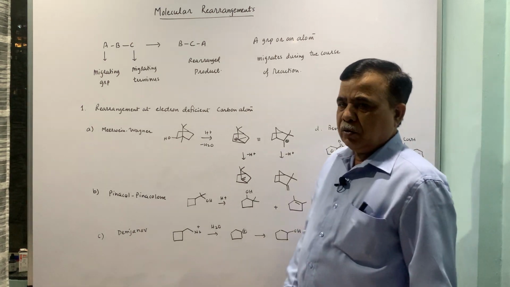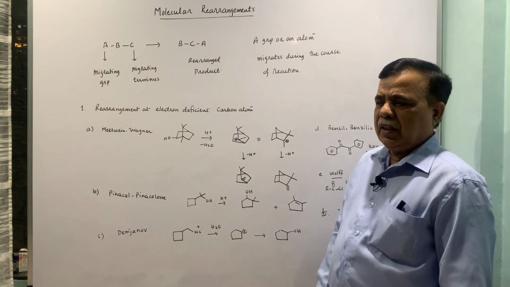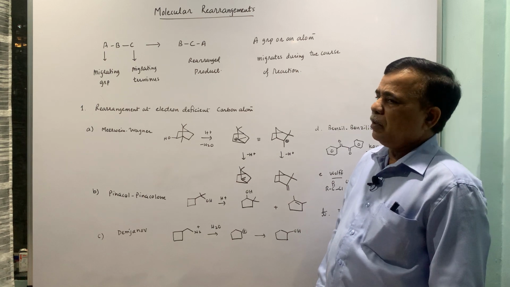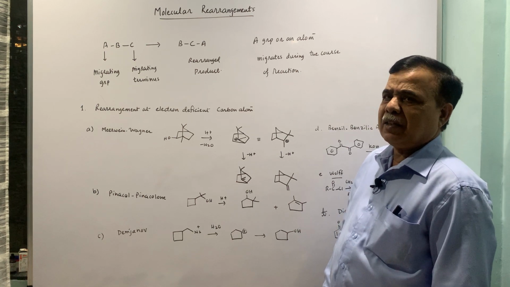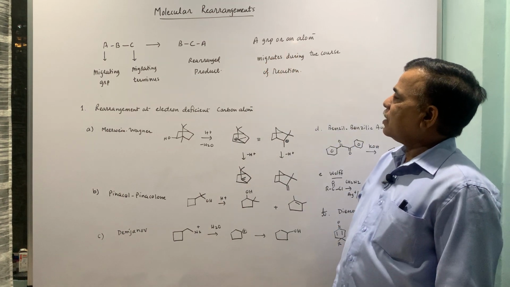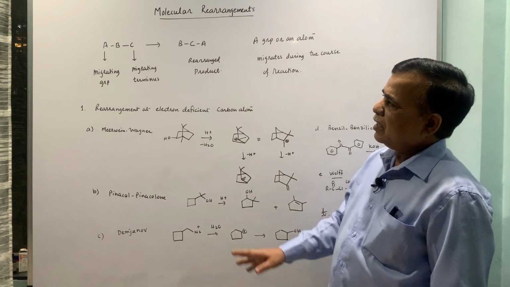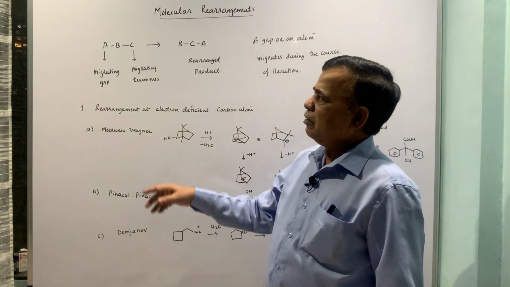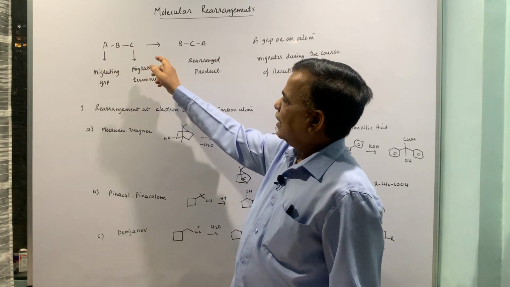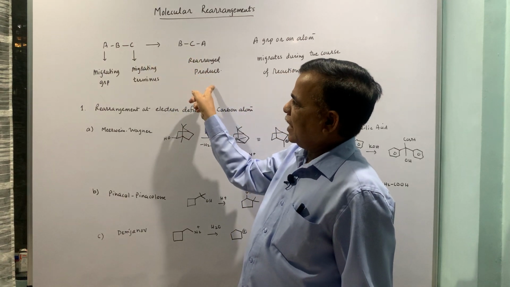Hello and welcome to this lecture wherein we are going to start with the molecular rearrangement chapter. So first of all, what is molecular rearrangement? A group or an atom migrates during the course of reaction, that is rearrangement, wherein the skeletal structure of the molecule changes. If you represent molecule as ABC, then A migrates to C and you get the rearranged product.